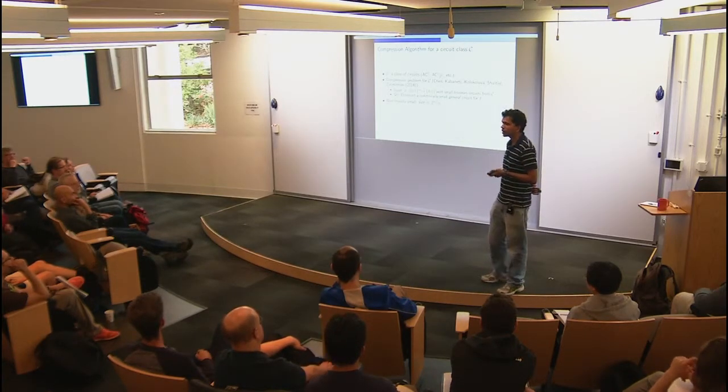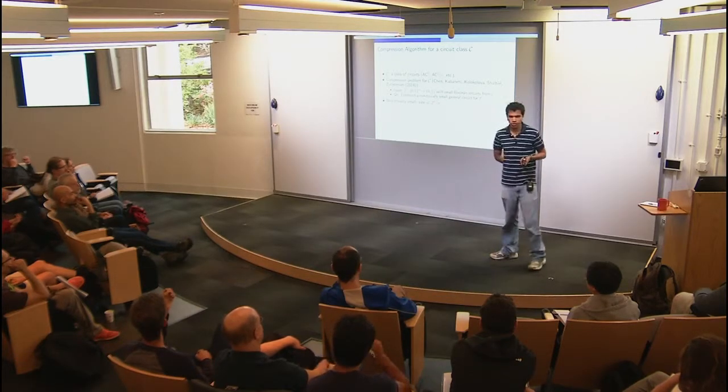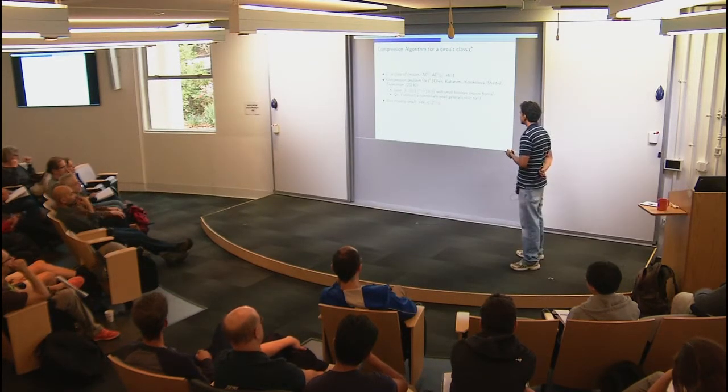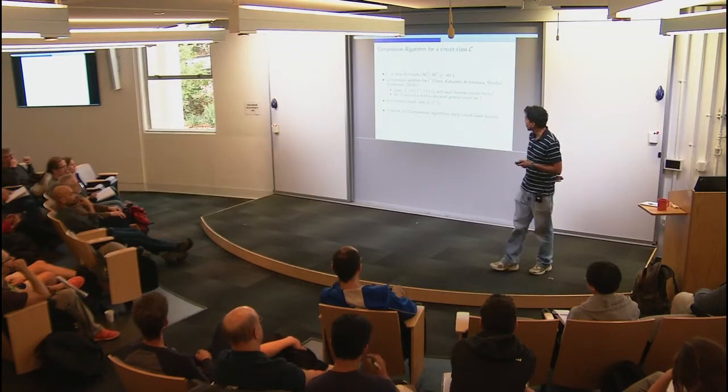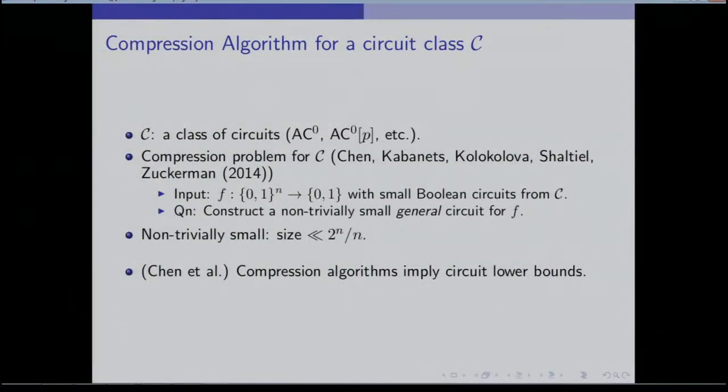this is intimately related to the question of lower bounds. Like Ryan's result for circuit SAT and many other results, we know that if you can come up with compression algorithms for an interesting class of circuits, that will imply lower bounds for this class of circuits.